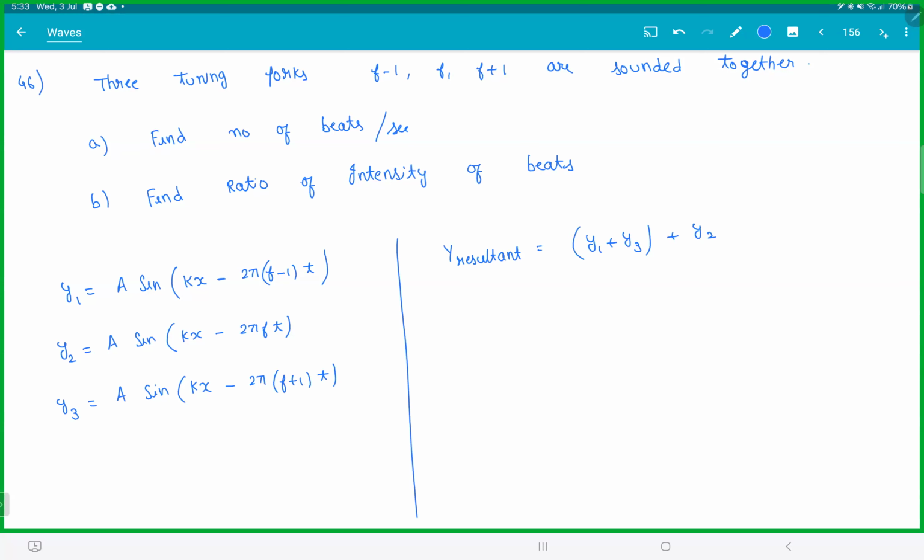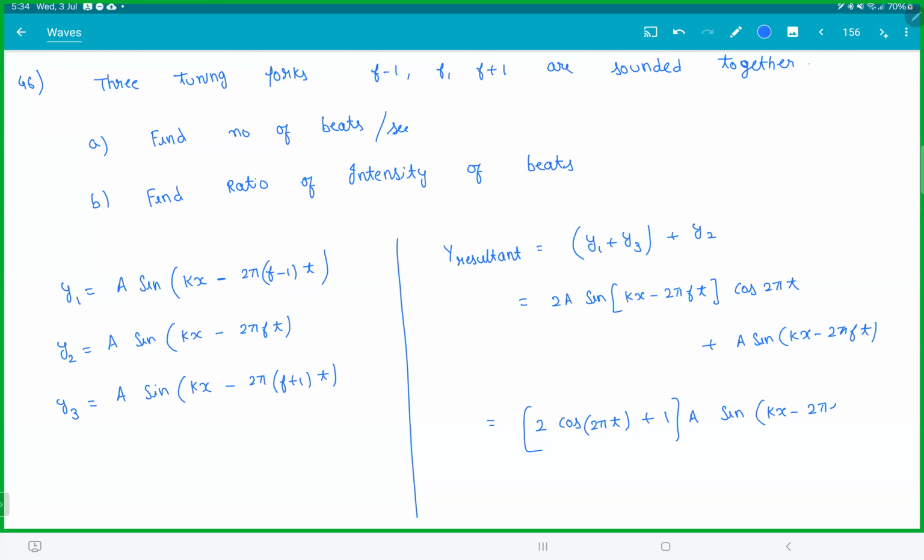When you add 1 plus 3, again sin A plus sin B, you end up with 2a sin(kx minus 2πft) cos(2πt), cos of A minus B when you subtract that, plus the y2 equation, which would be a sin(kx minus 2πft). So from here, if you take out that common term, you end up with (2cos 2πt plus 1) times the amplitude a, times sin(kx minus 2πft).